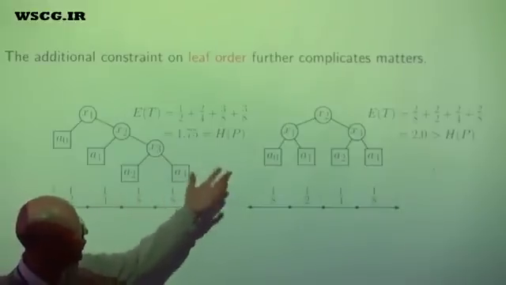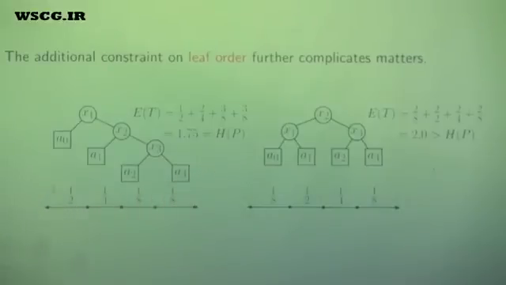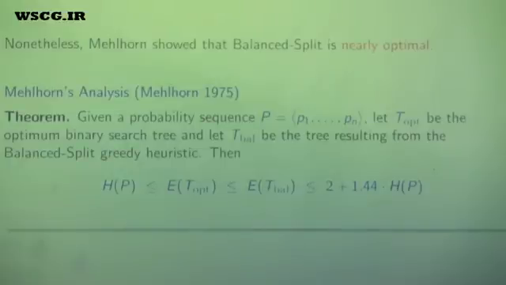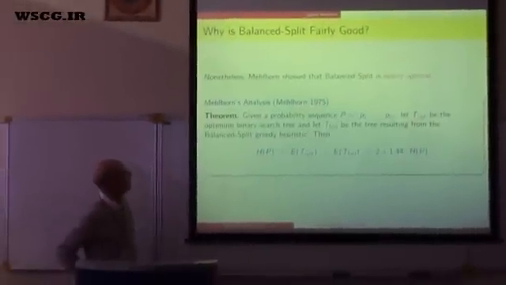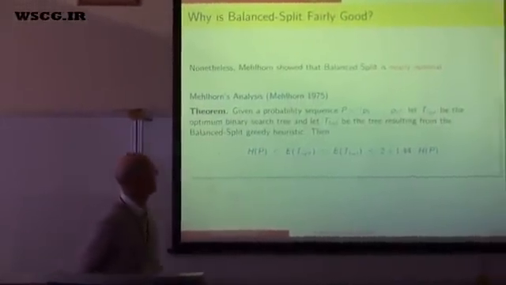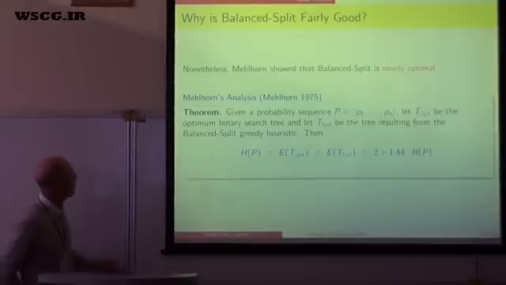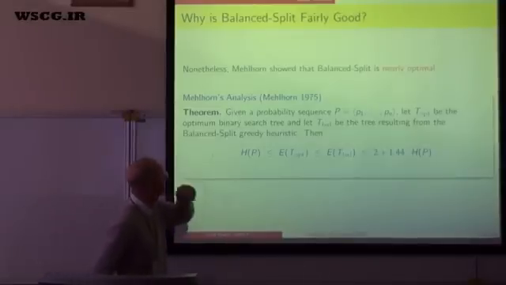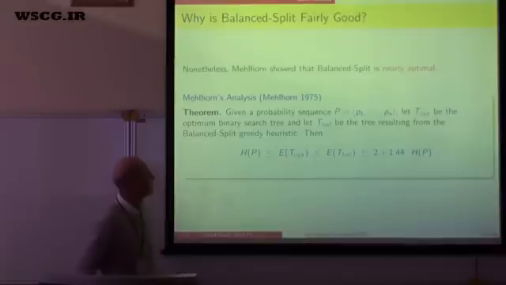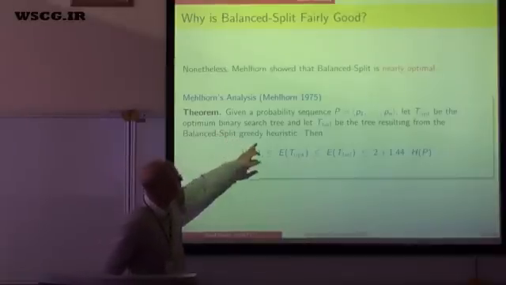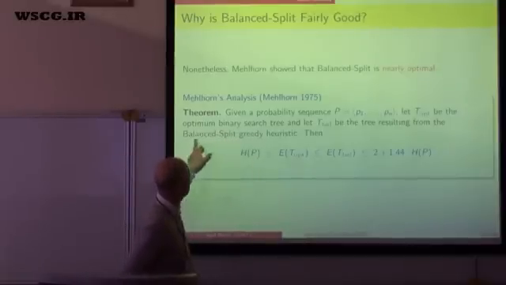But obviously, if the order of the nodes is different, I cannot necessarily achieve Shannon's bound. However, Kurt Melhorn showed that the balanced split heuristic is actually nearly optimal. And Melhorn's analysis essentially says the following: if I give you any probability distribution, let us look at the tree that results by applying the balanced split heuristic.